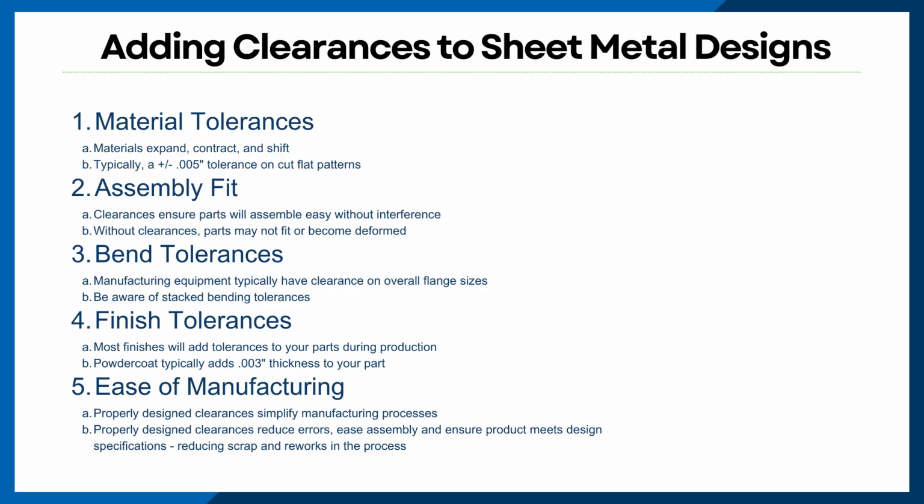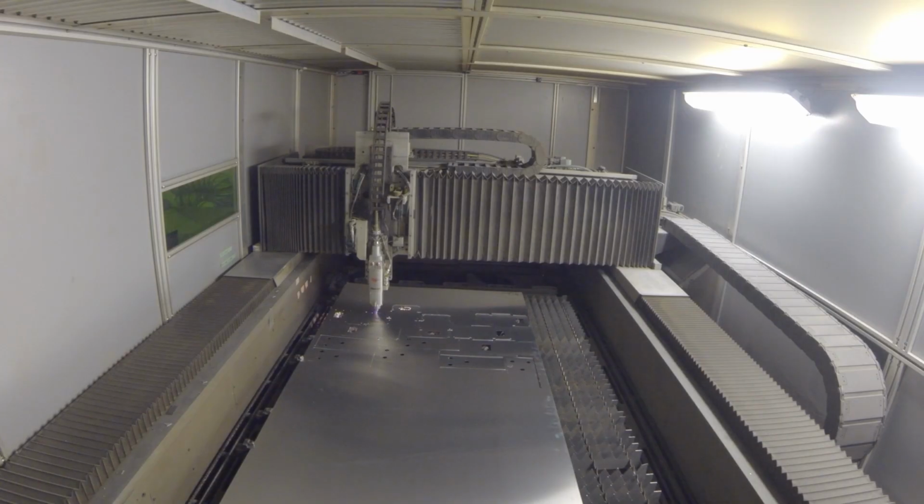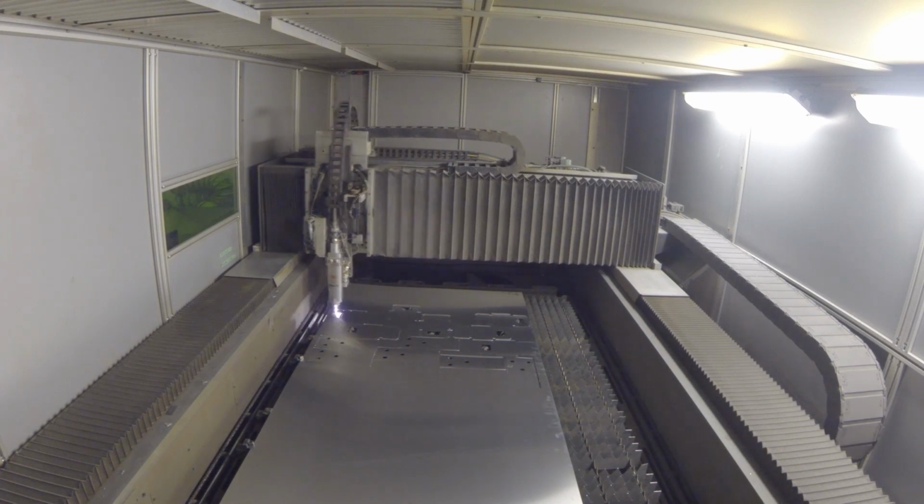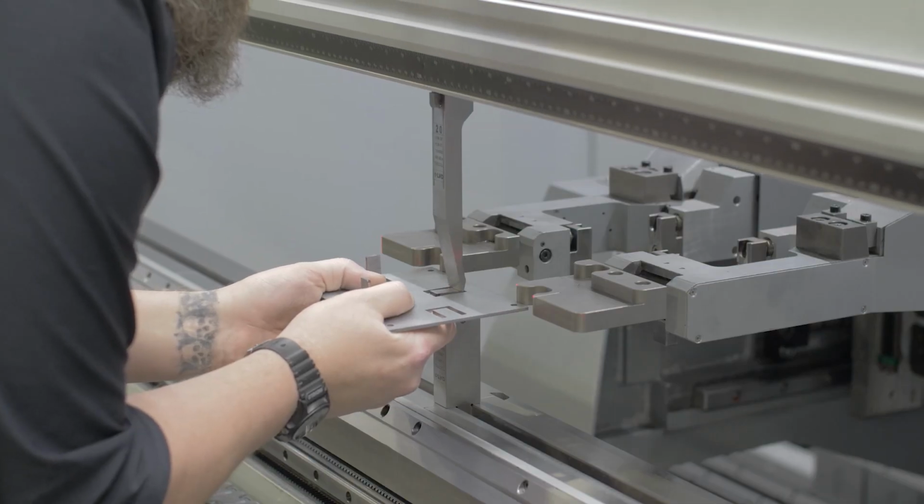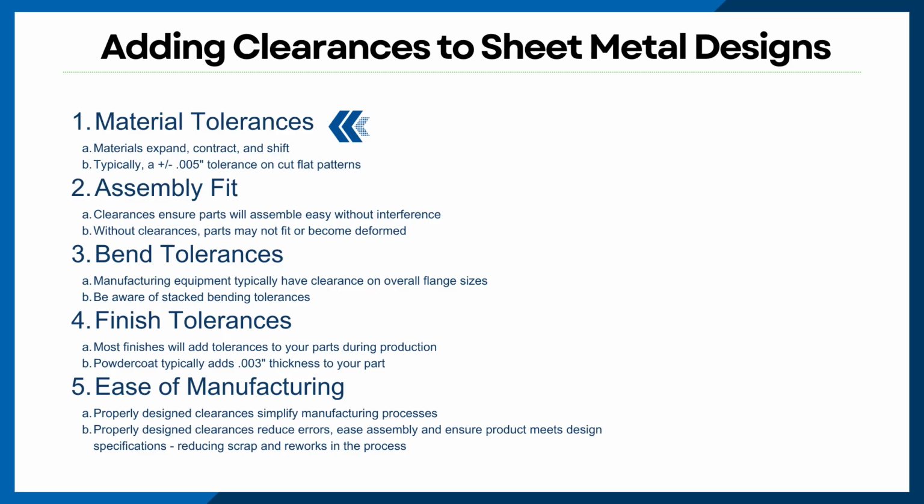Adding clearances to sheet metal designs is critical for several reasons. Number 1, material tolerances. Sheet metal materials expand, contract, and shift during manufacturing processes like cutting and bending. Clearances accommodate these variations, ensuring that the parts fit together properly after production. There is also typically a plus or minus 0.005 of an inch tolerance on the flat pattern once we cut it on our fiber lasers.